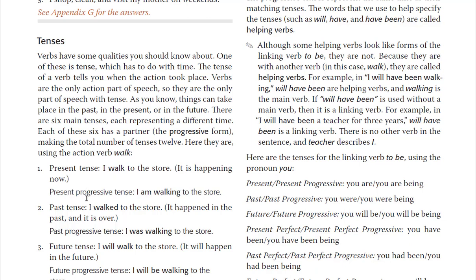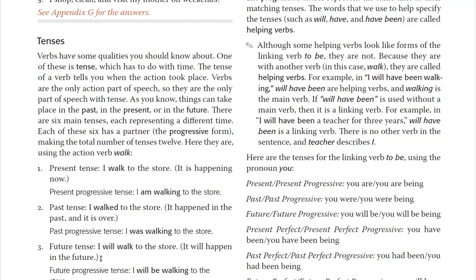Present progressive is also happening right now, but the action is still going. Past tense is a closed action that happened yesterday and it's over. Past progressive means it's something that was going on yesterday, and it was not finished yesterday.